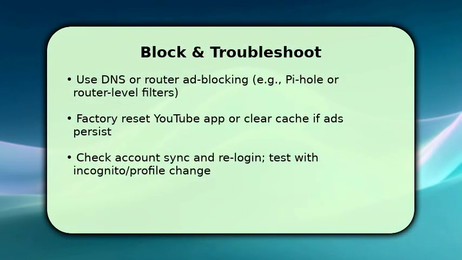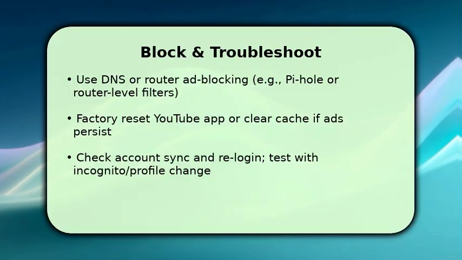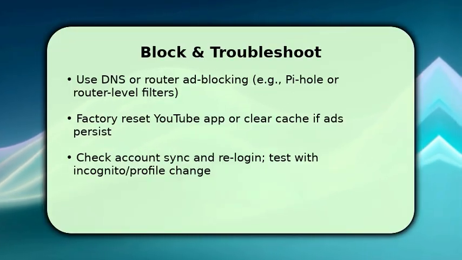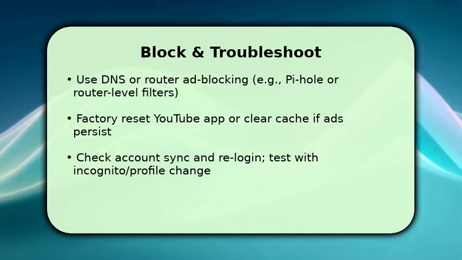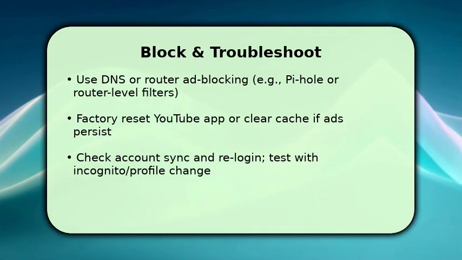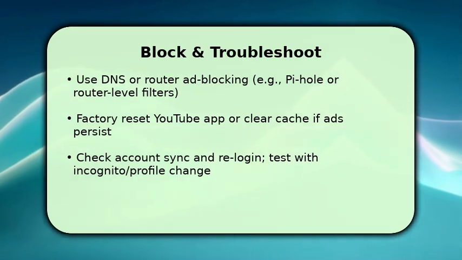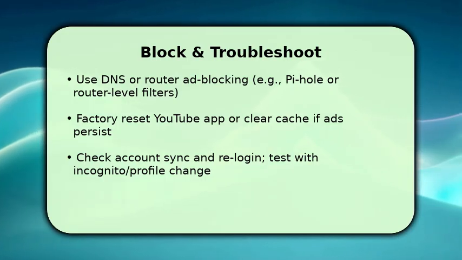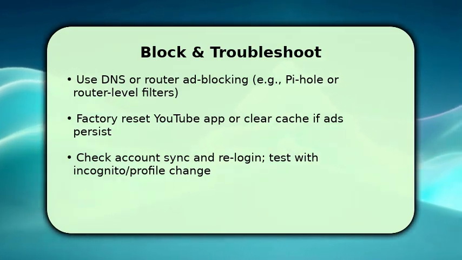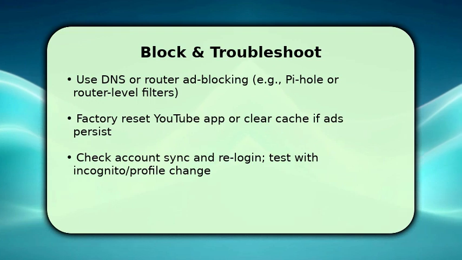Finish by blocking ads at the network level and confirming account state. Configure your router or a Pi-hole DNS to block common ad domains. That prevents many in-stream and overlay ads. If ads still appear, clear the YouTube app cache or uninstall and reinstall to remove corrupted settings. Make sure your Google account changes synced, sign out and back in, or test with an incognito session or different profile. If problems continue, restart the TV and verify router DNS is active. That usually resolves lingering ad delivery.